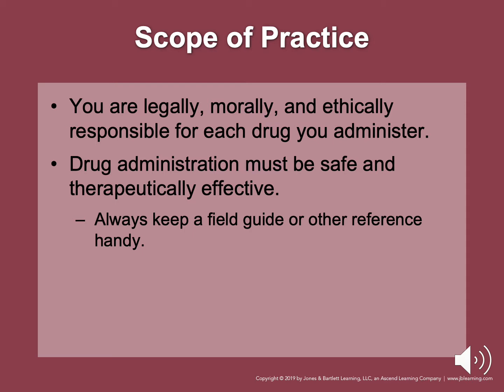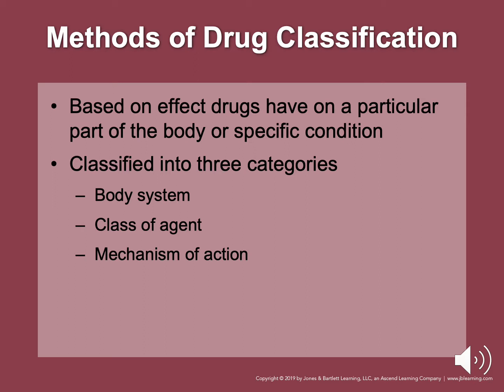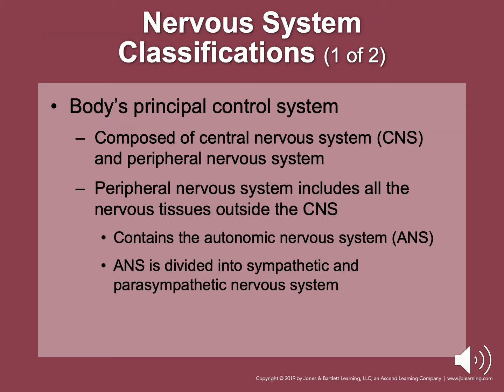Methods of drug classification are based on the effects drugs will have on a particular part of the body or on a specific condition. Many fall into more than one category, classified into three categories: the body system, class of agent, and their mechanism of action. So, nervous system classification: the body's principal control system, composed of the central nervous system and peripheral nervous system, such as your brain and spinal cord.